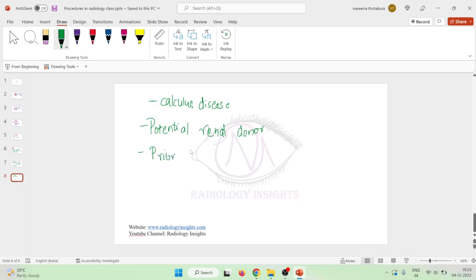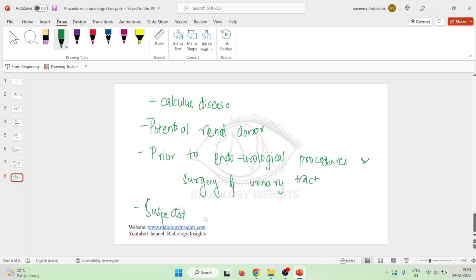Similarly, before any endourological procedures, any urological procedures that the patient can go into, or if the patient undergoes any type of surgery of the urinary tract, in such cases we can do intravenous urogram. Then, if you suspect any renal injury, whenever there is any renal injury, there can be injury to the ureter or the urinary bladder.